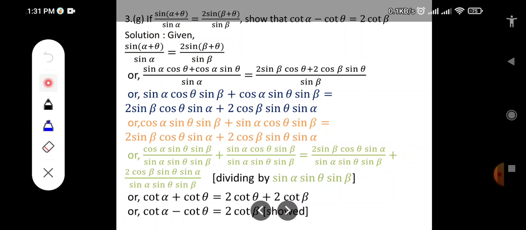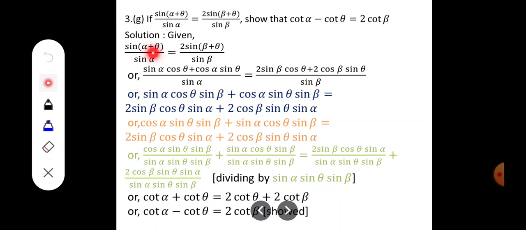Given this, we apply the sin(A plus B) formula, that is sin A cos B plus cos A sin B. Also here, sin(A plus B) formula, sin A cos B plus cos A sin B, and multiplying by 2 we get 2 here and 2 here. Then after cross multiplication, sin beta with the first term and second term, and also sin alpha here with the first term and second term, we get this line. Then here this term we will write first, and the first term we will write second.